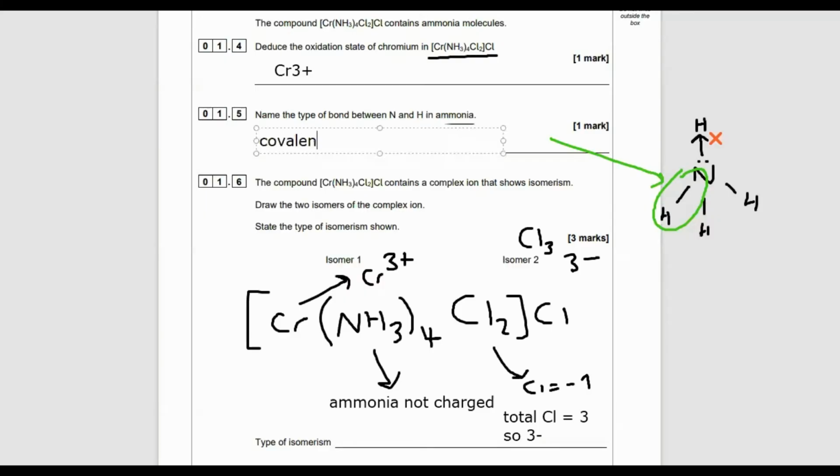Remember, it's a non-metal to non-metal. That's going to be covalent. Nitrogen and hydrogen are both non-metals, so it's a covalent bond. Okay. The dative covalent is when it donates a pair of electrons.